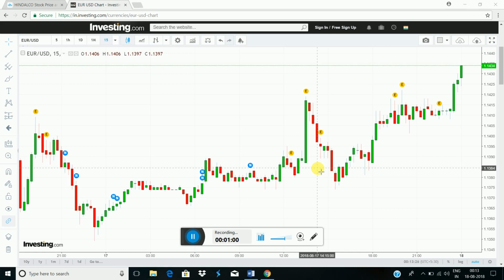If you implement those tips, if you understand those tips, if you practice those tips, your trading accuracy will definitely improve, and your understanding of the concepts of price action will definitely improve.